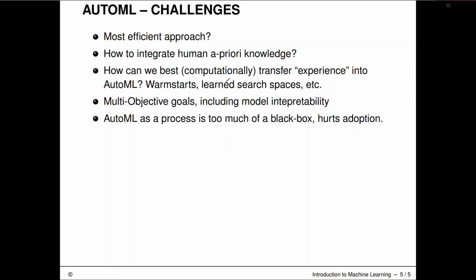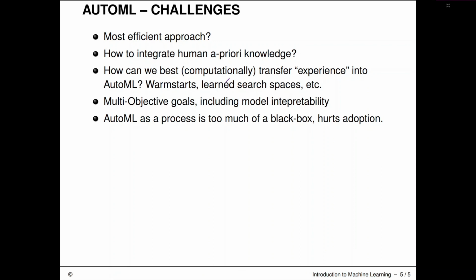So perform some form of transfer learning, maybe through warm starts, maybe by also learning search spaces or learning densities over search spaces, so we can more efficiently handle them and not always start from scratch if a new data set comes along and we want to configure our pipeline.